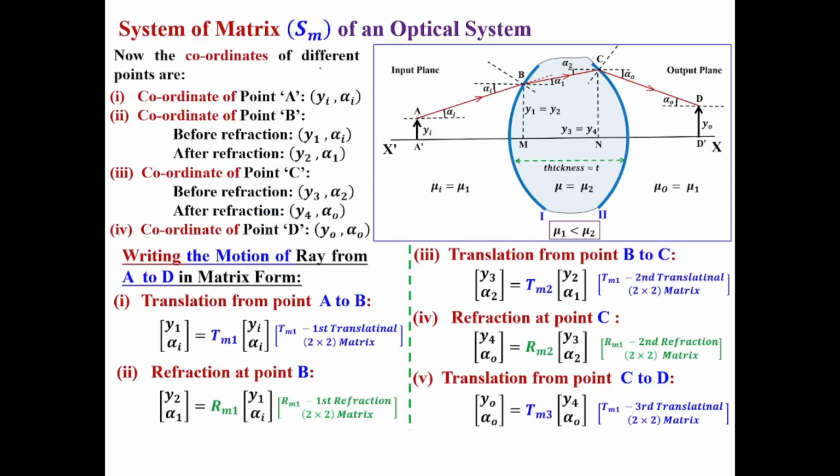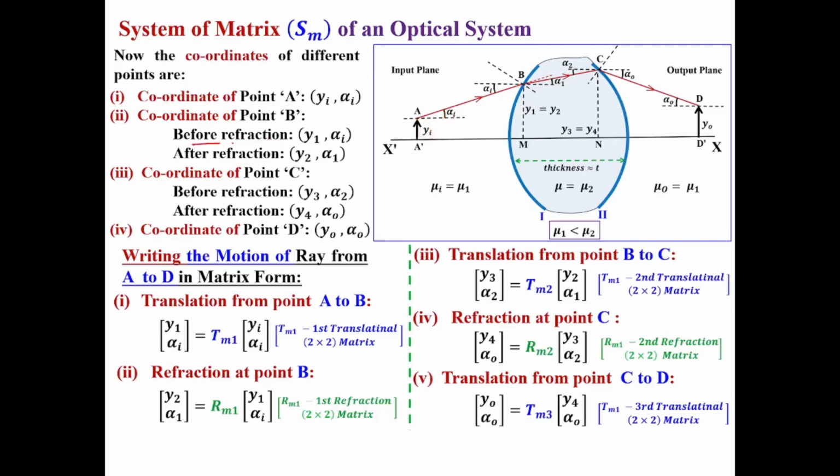Now the coordinates of the different points. First, the coordinate of point A is yi, alpha I. This angle is your alpha I. Here yi represents the height of this object, and I represents the input plane or input information. Then the coordinate of point B, before refraction and after refraction.